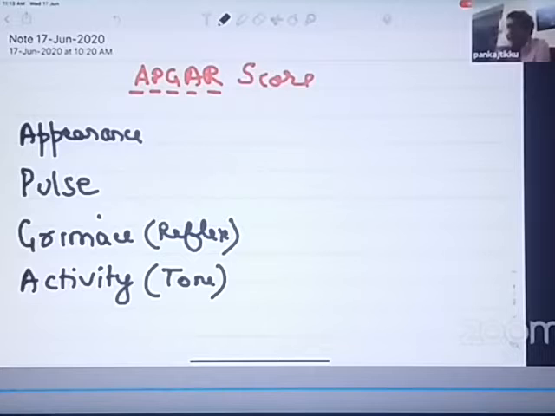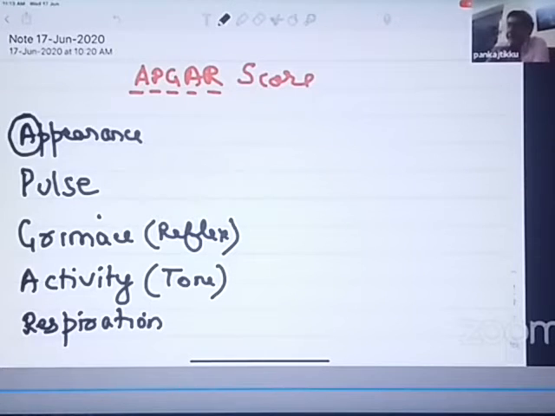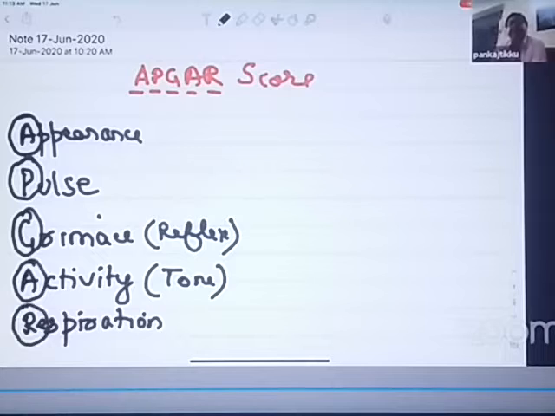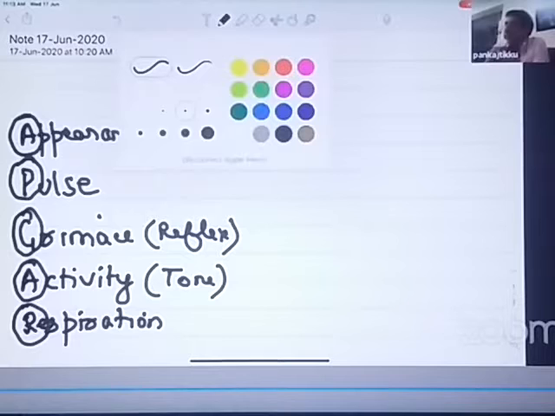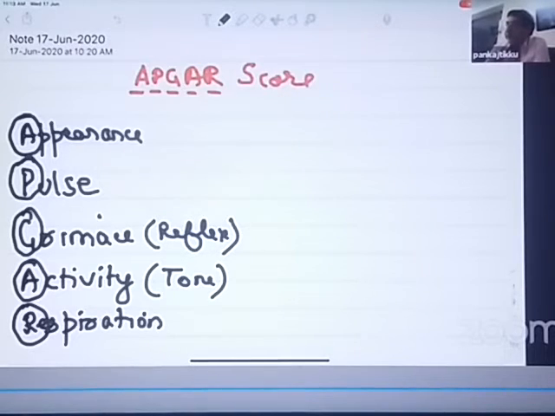And finally, R stands for respiration. So what are the components of APGAR? A stands for appearance, P stands for pulse, G stands for grimace or reflex, another A stands for activity, and R stands for respiration. That is why the name APGAR, A-P-G-A-R. Now, how do you rate or score the child? The scoring system that is normally used is scored like this. So we normally keep a score of 0, 1, and 2.